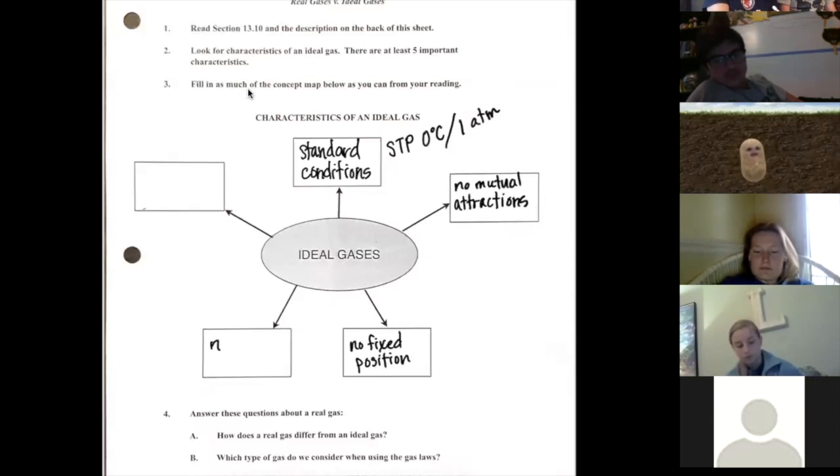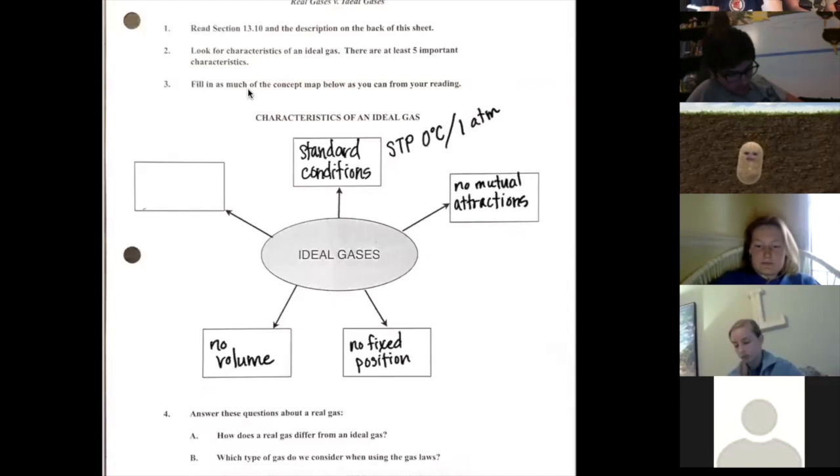We also say that the particles themselves have no volume. Volume, remember, is taking up space. So we say they don't have any volume, even though they technically would take up space, but it's so small of an amount compared to the volume that the gas takes up that we say they have no volume. And so we call them point masses.